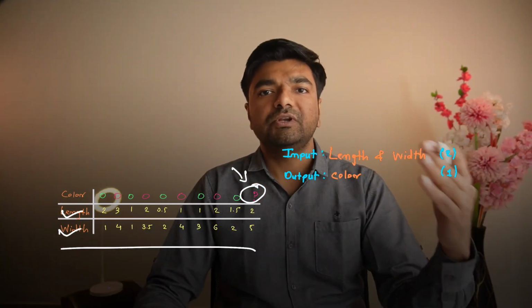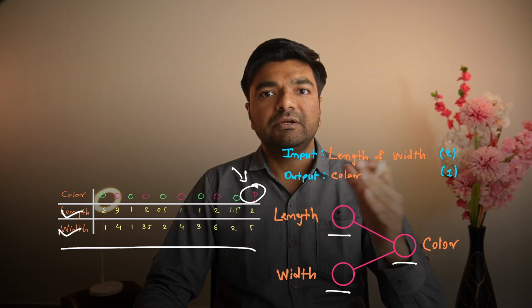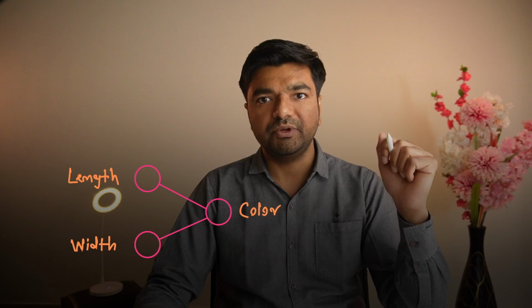So we can choose a neural network with 2 inputs and 1 output. So let's make a neural network with 3 nodes. One is length, another is width, and one node is color. 2 inputs, 1 output. In the dataset, length and width are already numeric values.